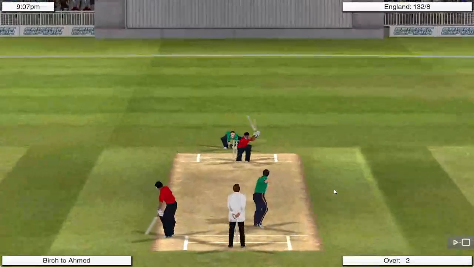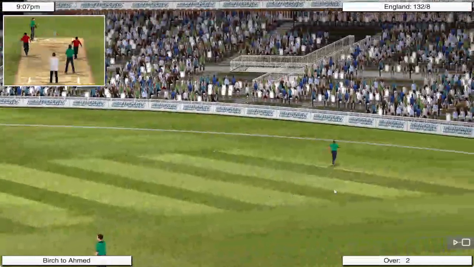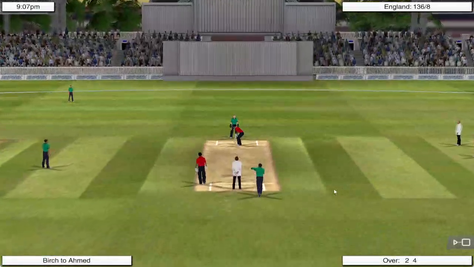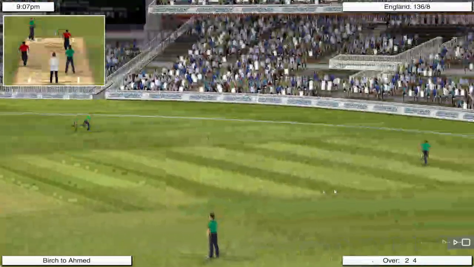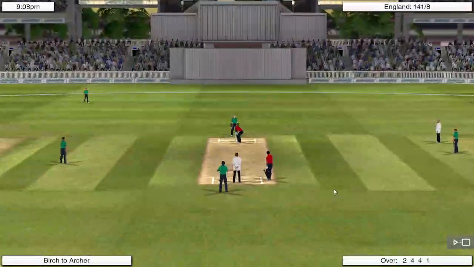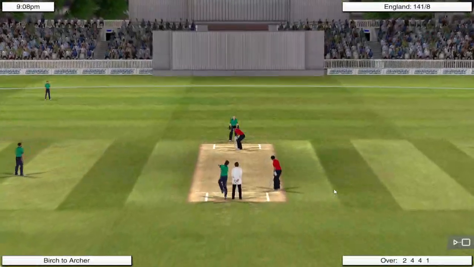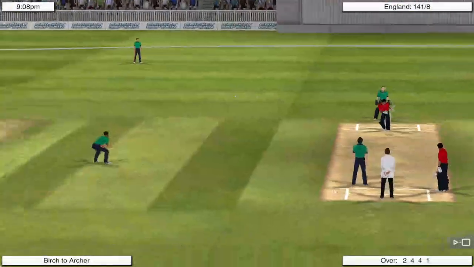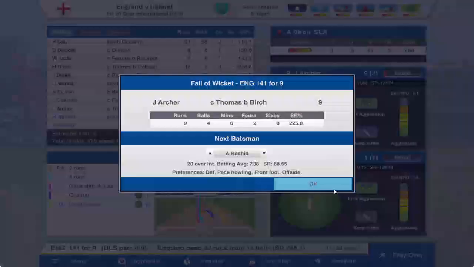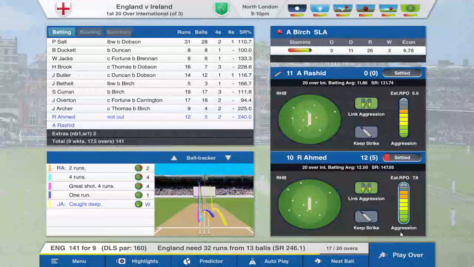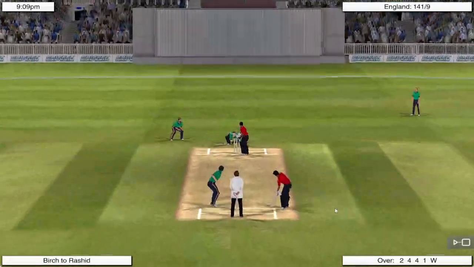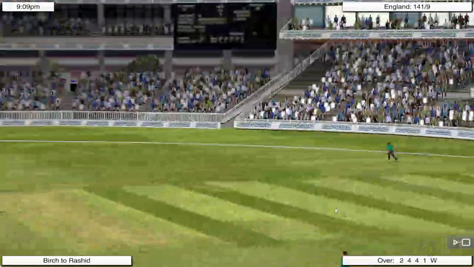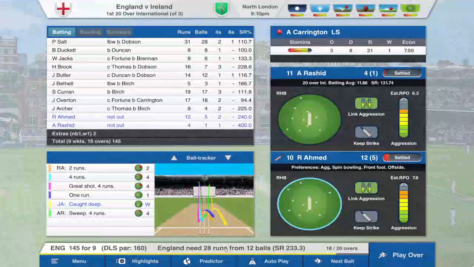132 for 8 right now, England, and that is a great shot by Rehan Ahmed for a 4, swept into the square leg region. Another sweep, the same result this time as well. So 11 runs coming off the over. This time he hits it down the ground but gets out. Adil Rashid walks in. England are 141 for 9, and they need 32 off the last 2 overs, I guess. 28 off the last overs.